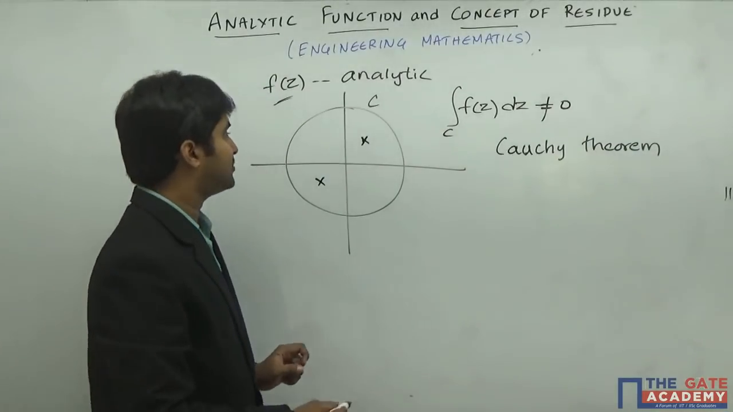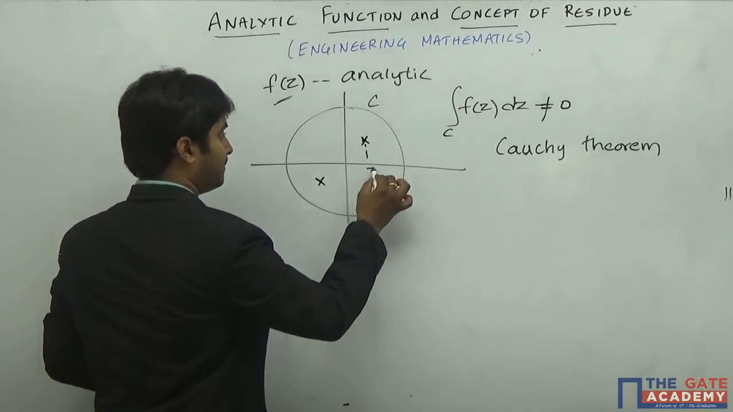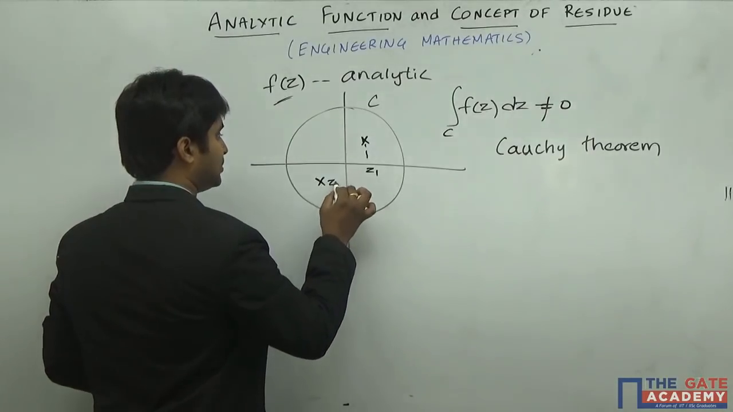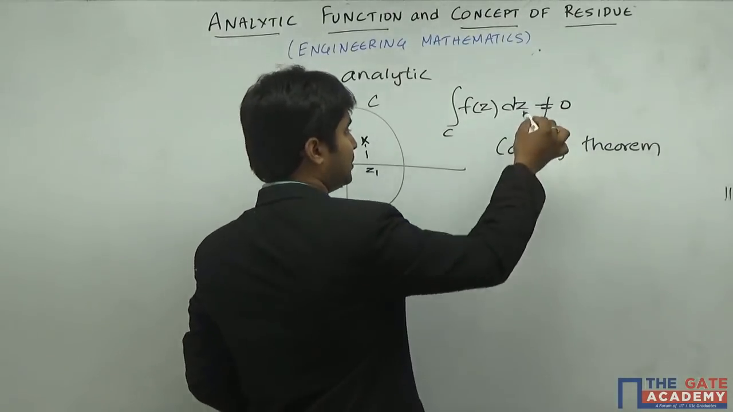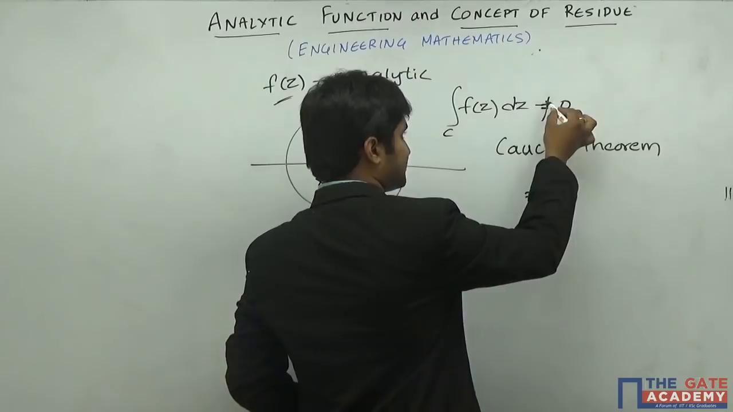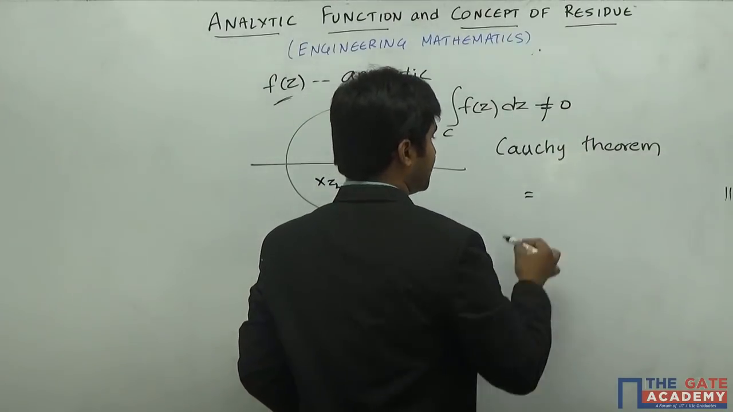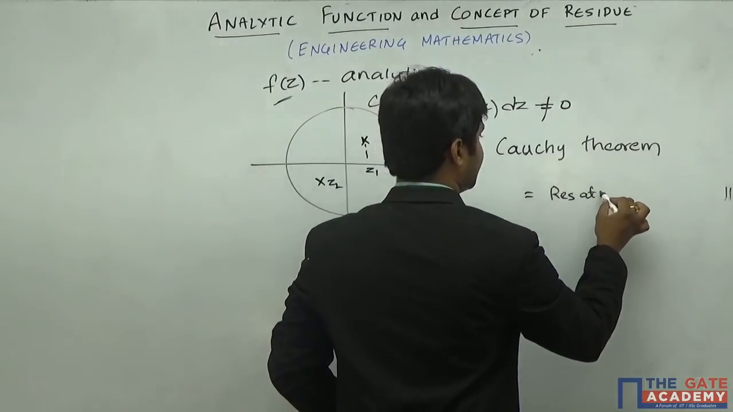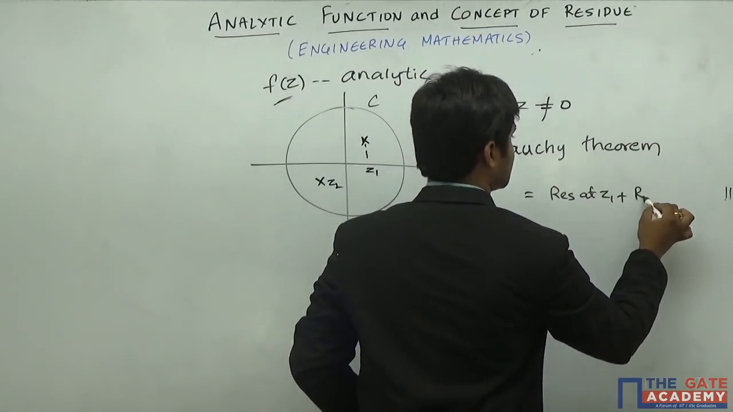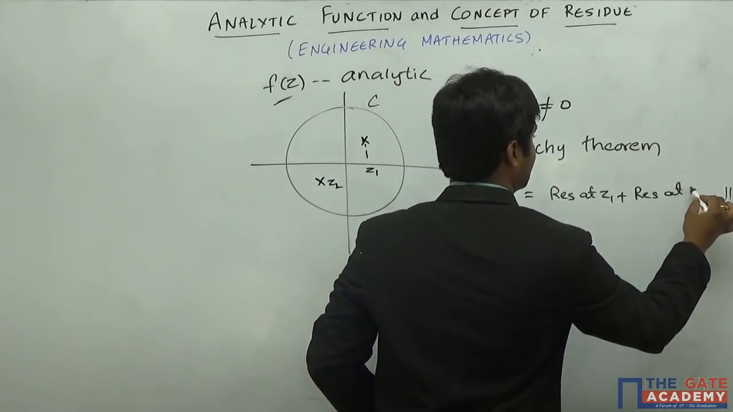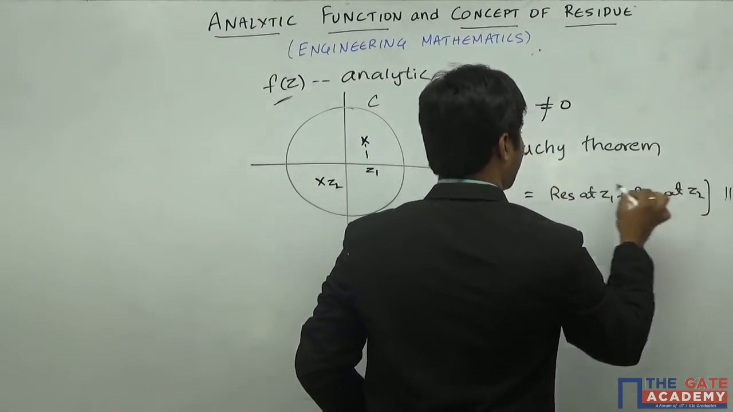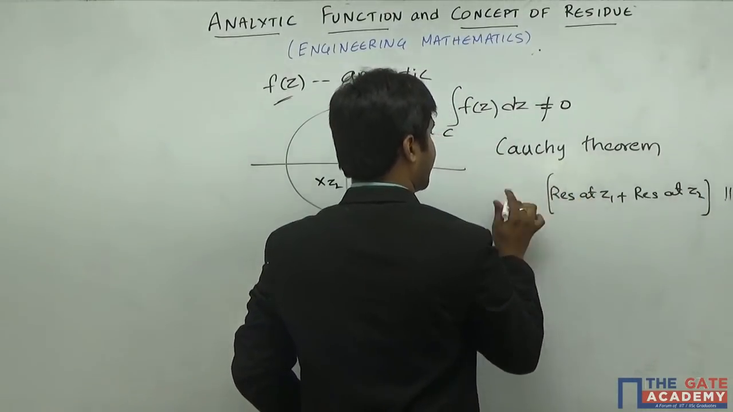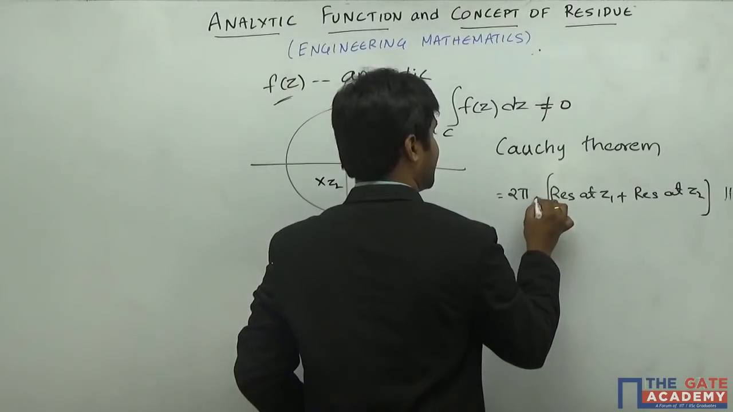So we say that if this particular point is z1 and this point is z2, then I can say that this value is equal to, instead of saying not equal to 0, the residue at z1 plus the residue at z2, multiplied by 2 pi i.